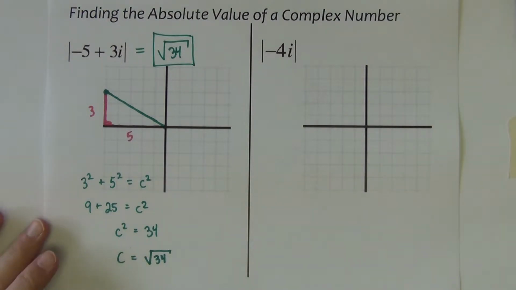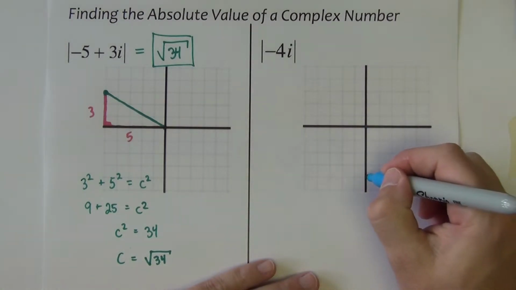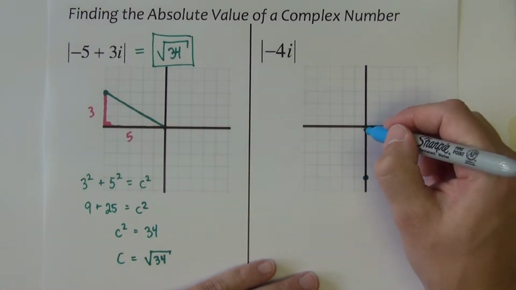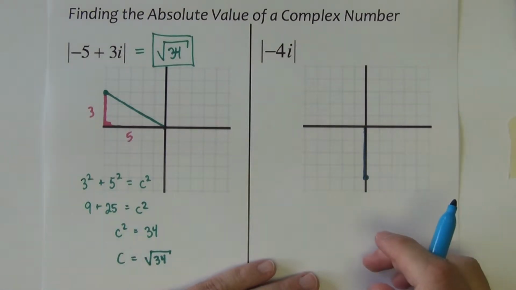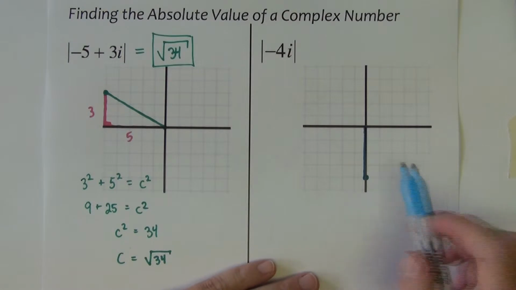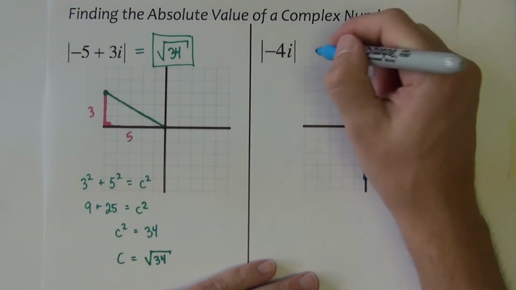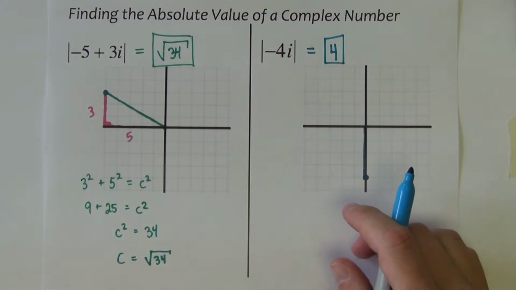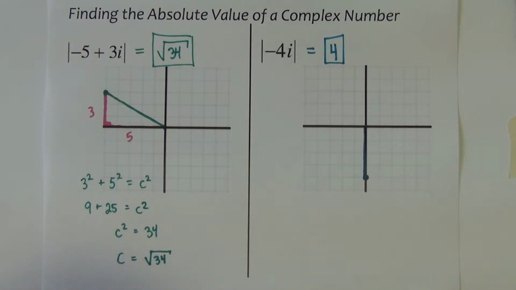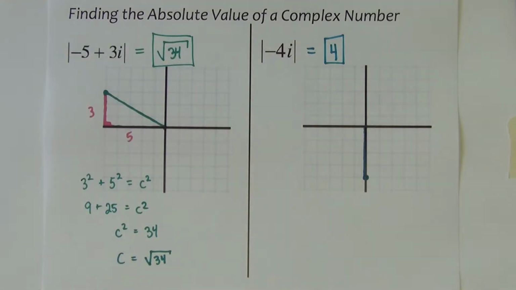Now the next example offers us a little bit simpler problem. Negative 4i plots right here. And what I want to know is how far is this number from the origin? Since it's actually on an axis, we can just count how many boxes we counted down. We counted down 4. So that's an easy one. Typically, points that you're going to have to find the absolute value of are off the axes, and then you probably have to use the Pythagorean theorem to do it.